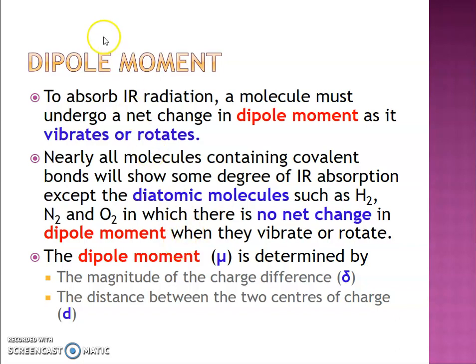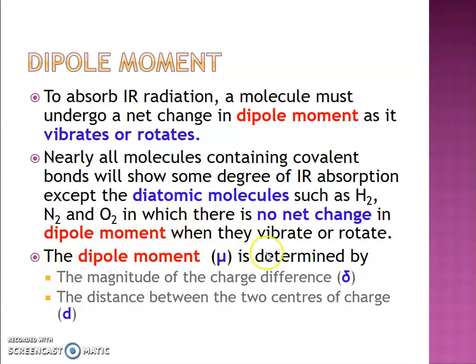Dipole moment. Again, this is repeating facts. To absorb IR radiation, a molecule must undergo a net change in dipole moment when it vibrates or rotates. Almost all molecules containing covalent bonds will show some degree of IR absorption, except diatomic molecules with symmetrical atoms, for example hydrogen gas, nitrogen, and oxygen gas, in which there is no net change in dipole moment when the bond vibrates.